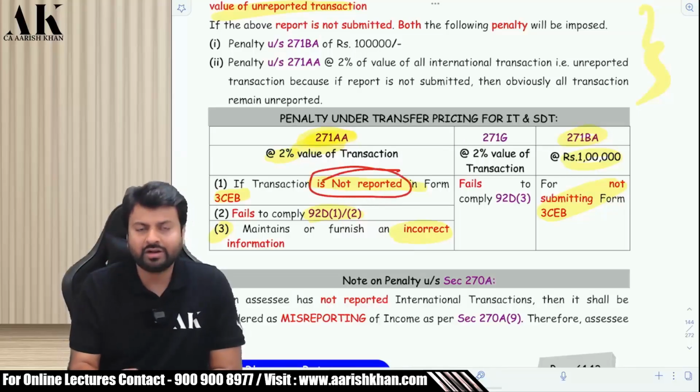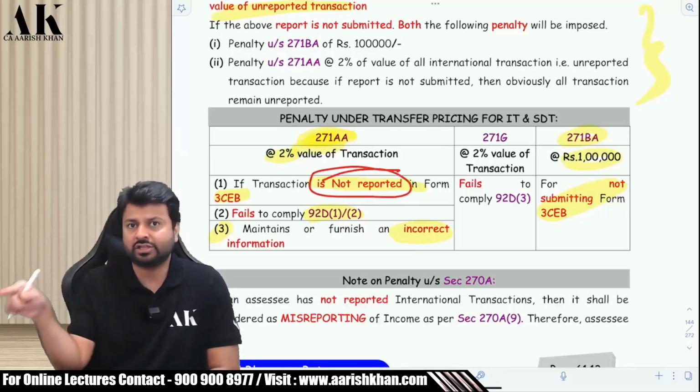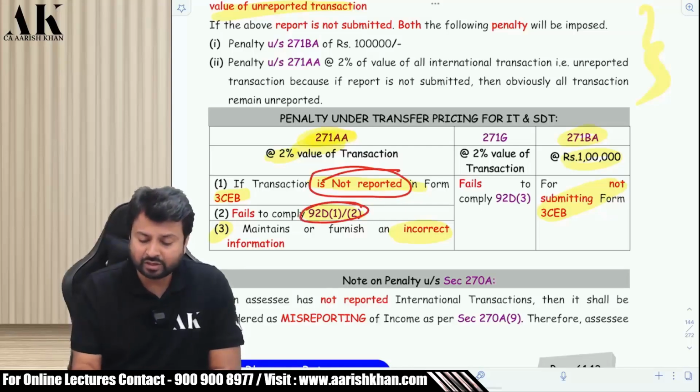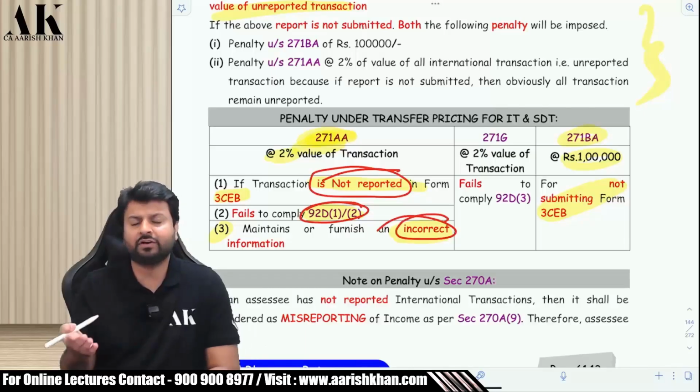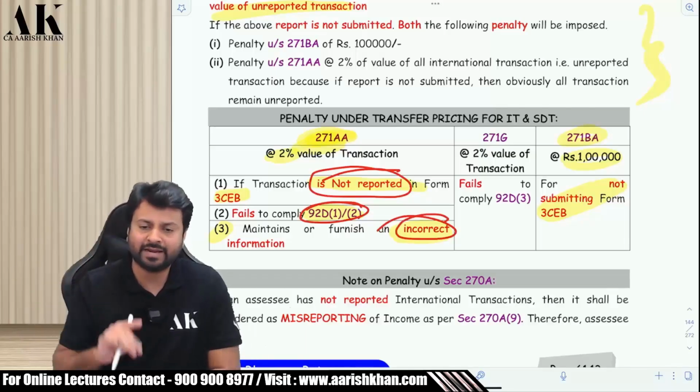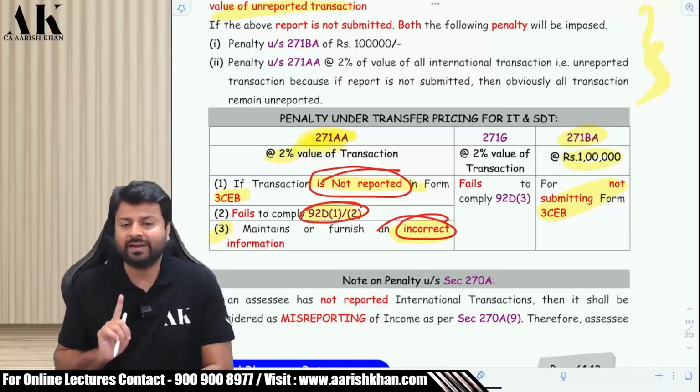One, because you are not mentioning the transactions in the form 3CB. Second, because you are not maintaining the documents and information for 8 years. And third, you are maintaining the documents and information, but you are maintaining them in an incorrect manner. In all the 3 reasons, 271AA can be imposed.